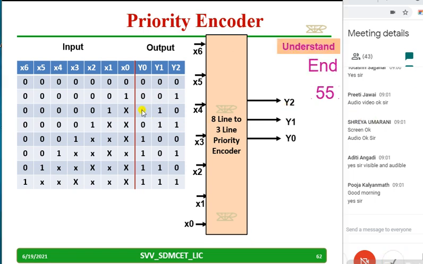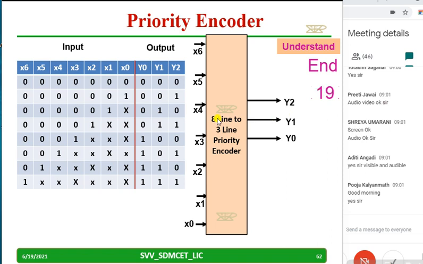In our flash ADC, if x2 is 1, by default x1 and x0 will be 1. Normally X is a don't care, but in our flash ADC, if x4 is 1, by default x3, x2, x1, x0 will be high. And if x6 is high, automatically the remaining will be high in our flash ADC circuit diagram.